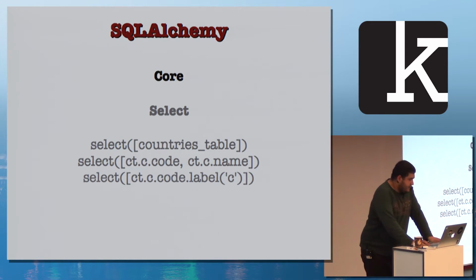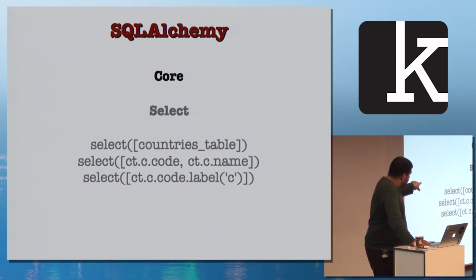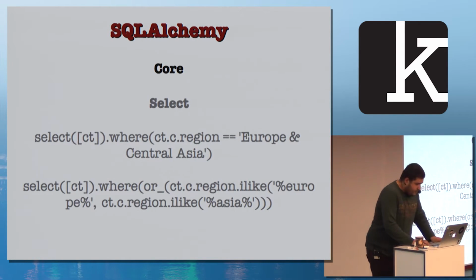A select statement takes one argument, but it's an array. It could be anything. You can just give the table object that you created, or specific columns. In the second example, we want SQLAlchemy to generate select code and name from countries table. That's what we all want. In the third example, we want SQLAlchemy to generate an as expression, like select code as SC from countries table. And from now on, countries table will be called as CT. Don't get confused.